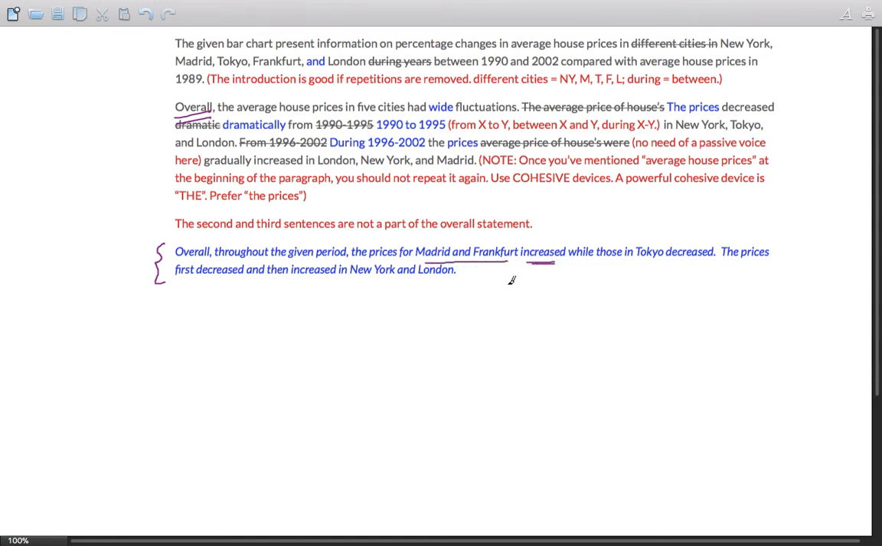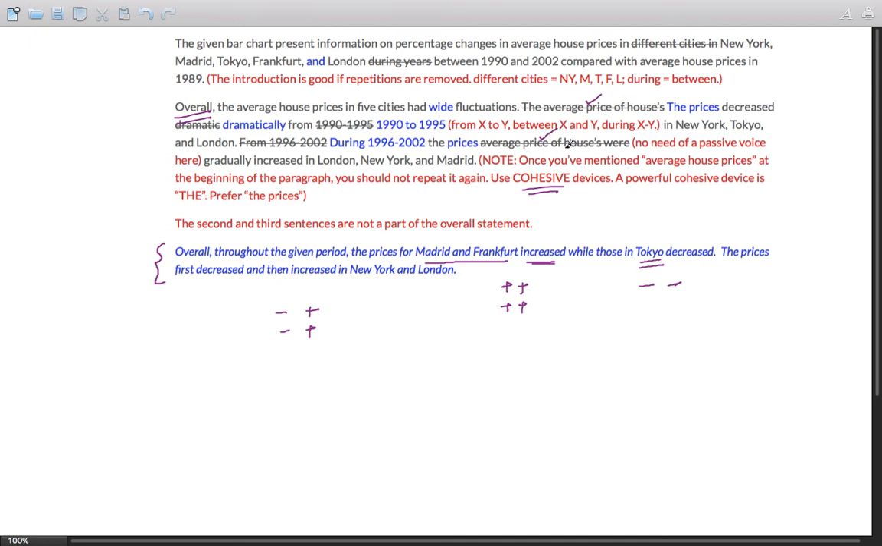So that's the first area, while those of Tokyo decreased. So you must have remembered there were 2 cities which were in plus plus, 1 city which was in minus minus, and then there were 2 cities which first decreased, in which prices first decreased and then increased. And this is what exactly I've tried to do in a single sentence. Now, having said this, let us come to a major cohesion mistake that I've pointed out over here. The student in the overall statement has repeated average house prices several times. So the average house prices and the average price of a house.